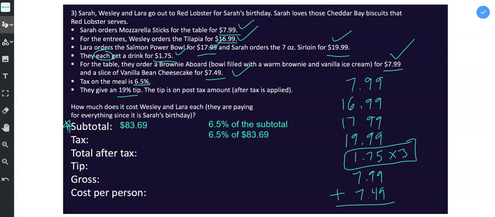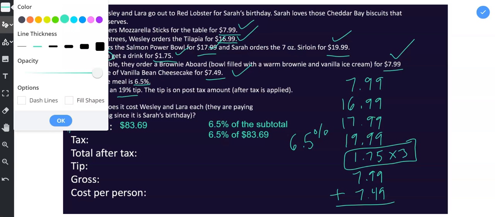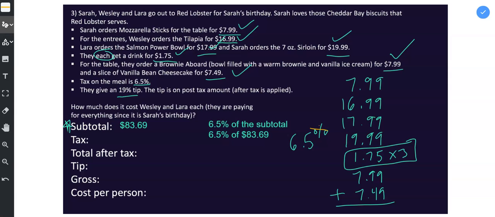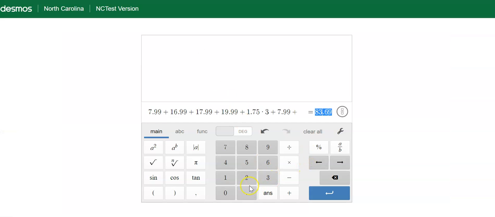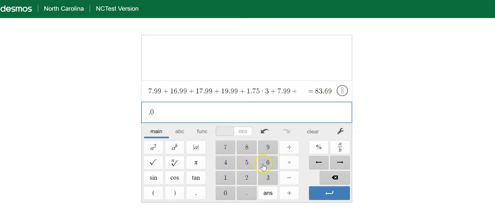And then I need to convert that percent, the 6.5%, to a decimal. So I get rid of the percent sign. I already see a decimal, so I just need to move it 2 times to the left. Add a 0 in that spot, and we get 0.065. 0.065 of means multiplication, so 0.065 times $83.69.